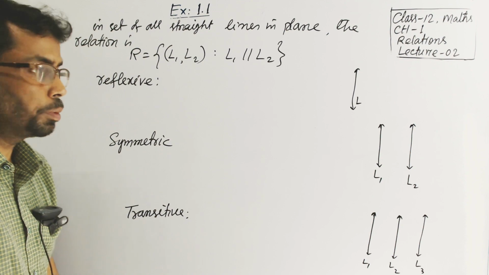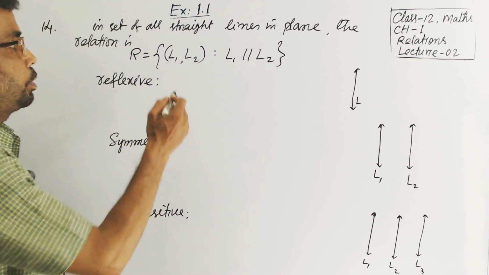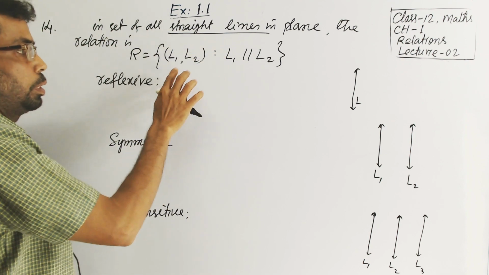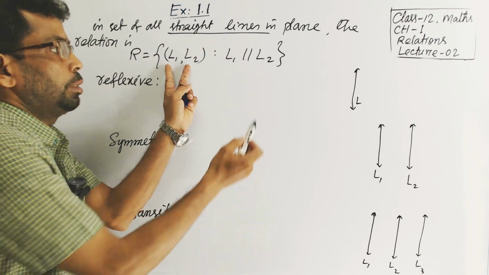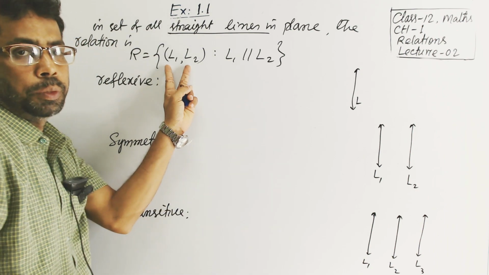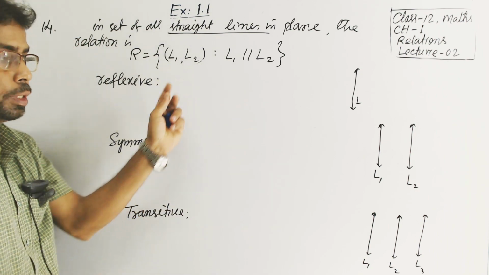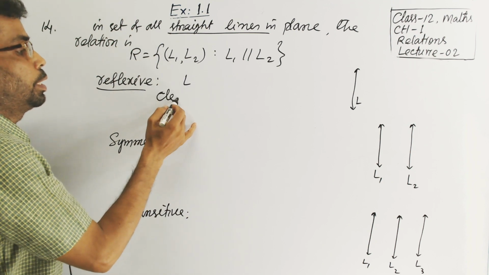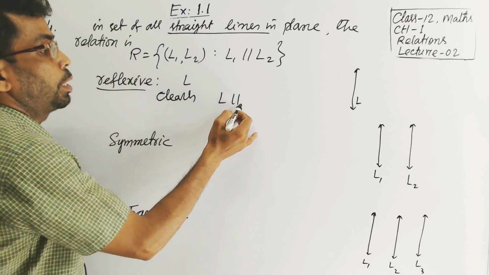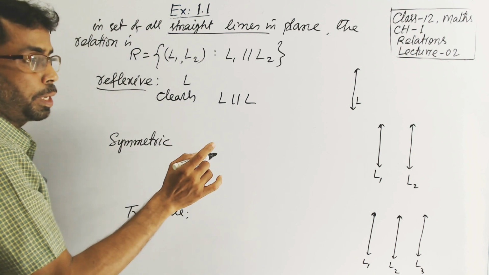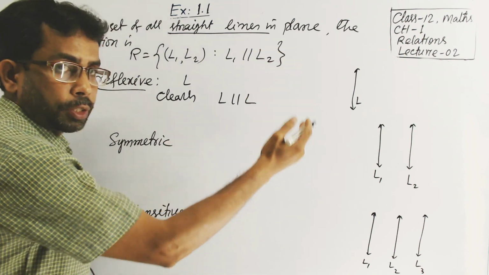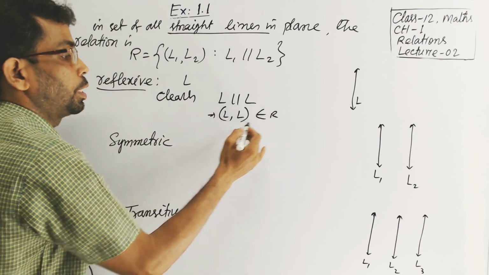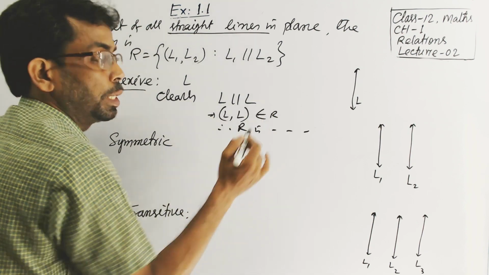In the next question, the relation is on the set of all straight lines in a plane, in which two straight lines are related if they are parallel, and we have to show that the relation is an equivalence relation. For reflexive we have to take one straight line, say L, and we can say clearly a straight line is parallel to itself. Every straight line is parallel to itself is true because the direction remains the same, and then the pair made by the line with itself is in the relation, and hence the relation is reflexive.